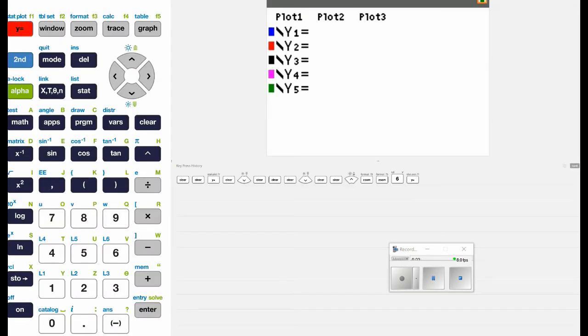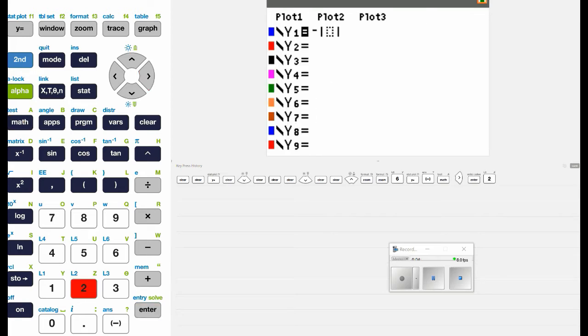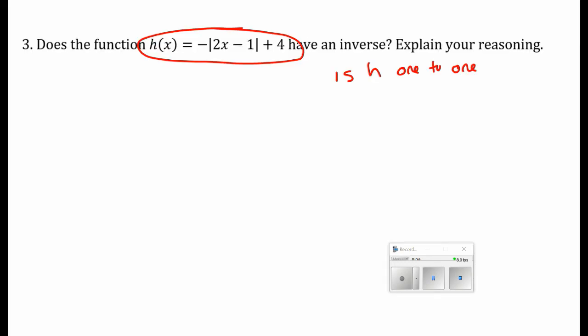Let's go to y equals, and we need the absolute value function. And hopefully from 9th grade, you remember the absolute value functions in math. Scroll over to number and ABS of 2x plus 1. And then what was on the outside? Plus 4.